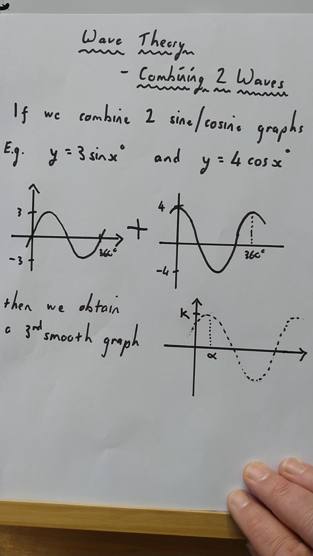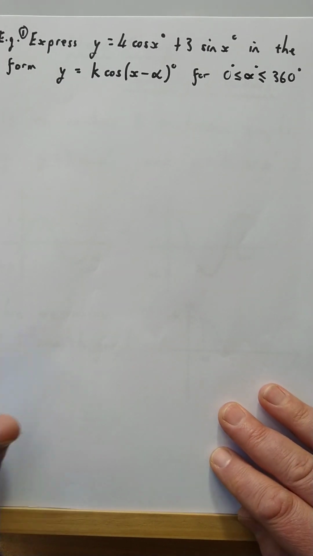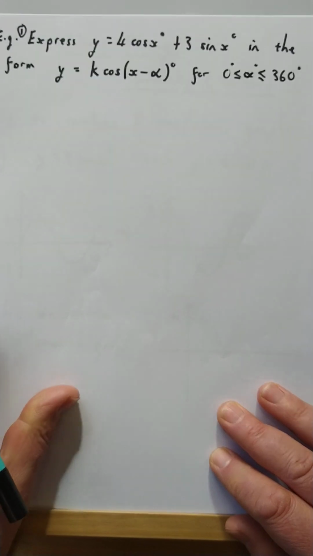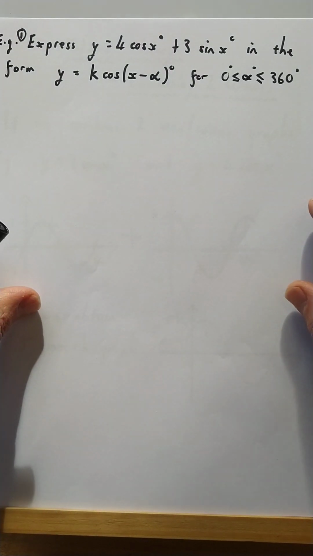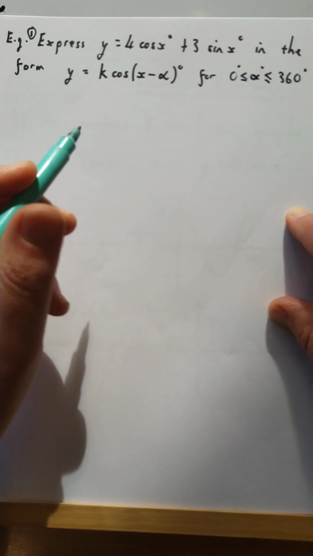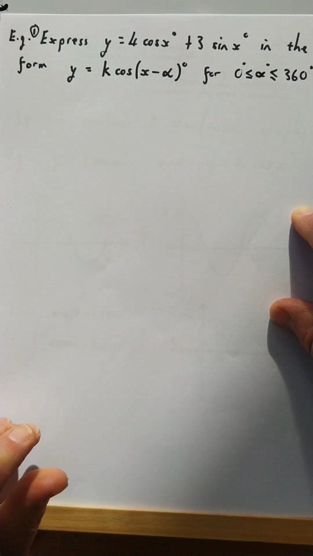So, how do we combine the two together? Well, here's how it works. Let's say, for example, that we're trying to combine, as I said before, y equals 4 cos x plus 3 sine x. Now, in the higher exam, it will normally tell you the form that they want it in. So, in this example, in the form y equals k cos x minus alpha degrees, we need to find the new amplitude and how much the graph has been moved to one side.